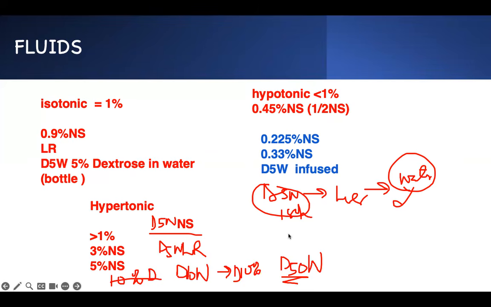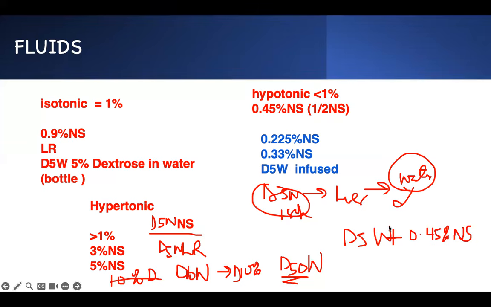Now, the best one that they always confuse you, you know your half normal, the 0.45%, okay, we know is hypotonic. If you just add D5W, you've made it what?